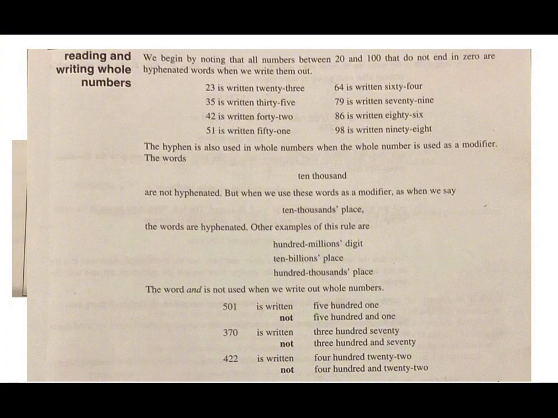Now, we can also use the hyphen as a modifier, okay? When we have the words, for example, 10,000 here, we're not going to put the hyphen, but if we're using it as the 10,000s place, then we do put the hyphen, okay? Here are some other examples when we put the hyphen.